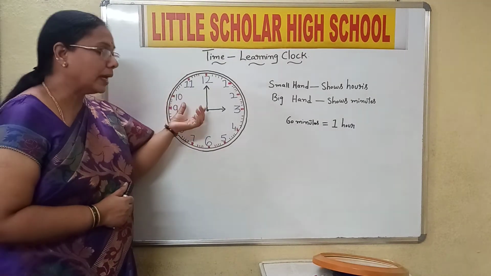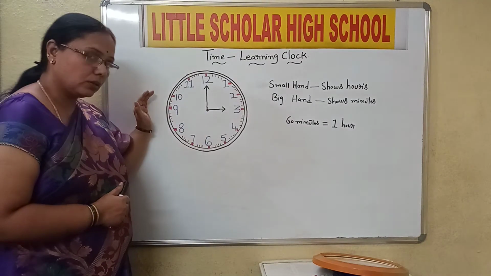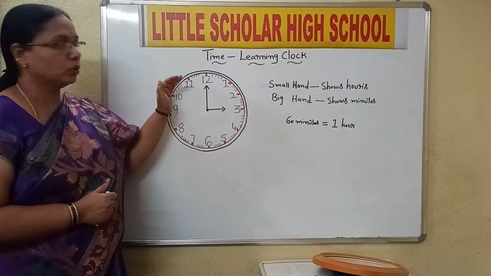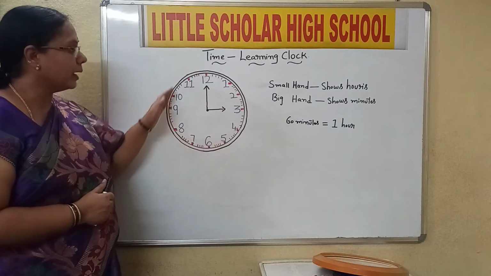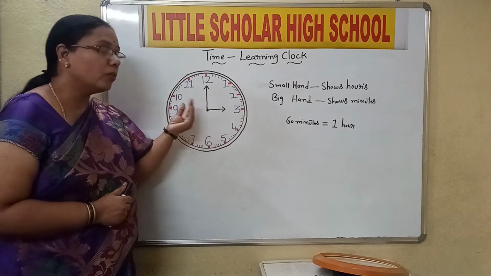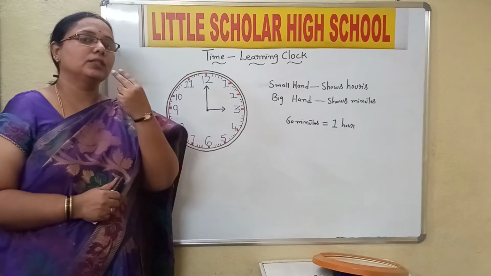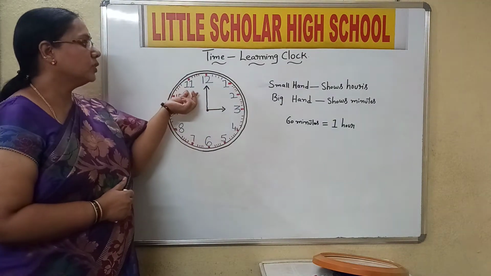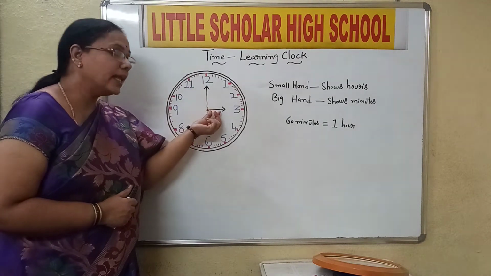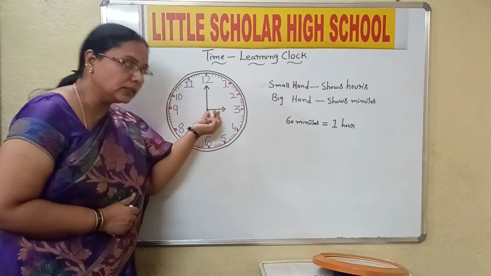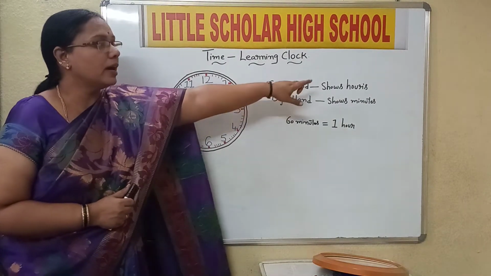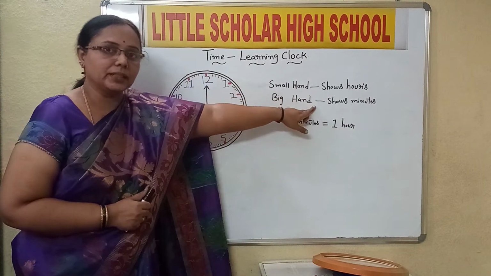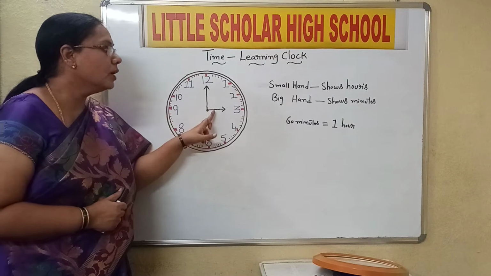Okay, so I'm repeating it again. This is a clock. In the clock, we will have 12 numbers. And in the clock, how many hands will be there? Yes, two hands will be there. One is the small hand, one is the big hand. The small hand will show hours. The big hand will show minutes.